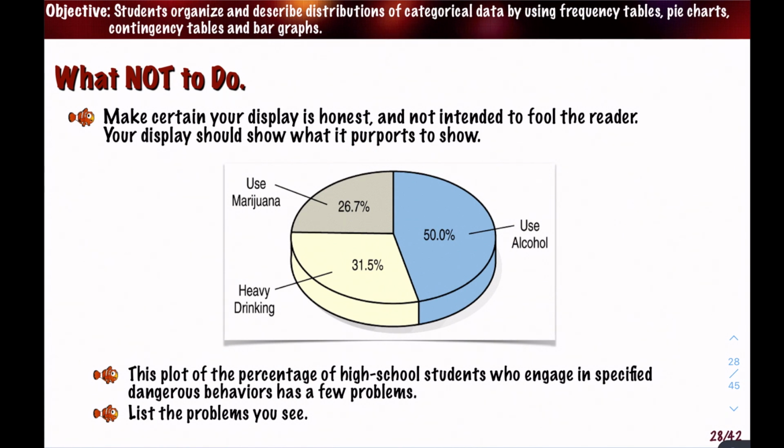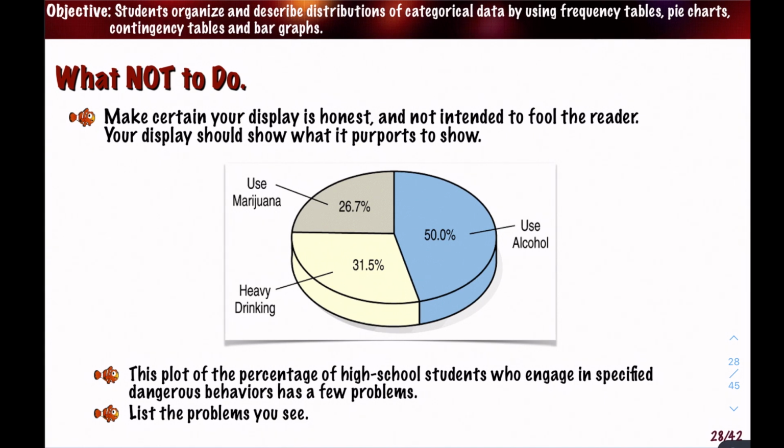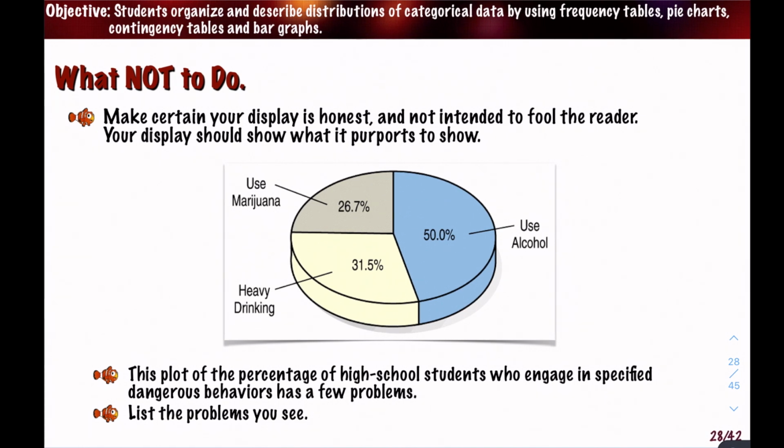What else shouldn't you do? Make certain your display is honest. Your numbers might not be lying, but certainly if you don't represent it accurately, there will be a problem. So make certain your display is honest and not intended to fool the reader. Your display should show what it purports to show.